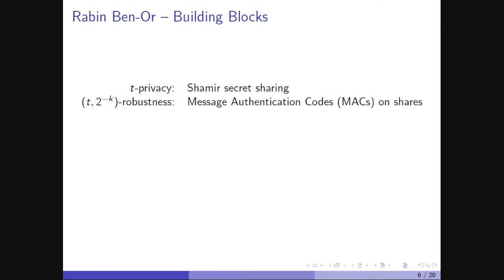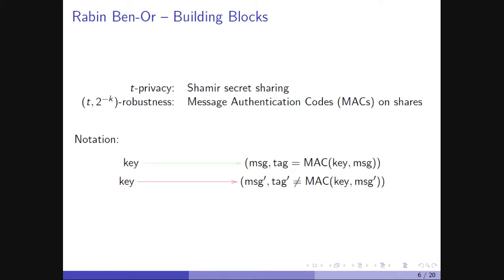The Rabin and Ben-Or scheme uses two building blocks: Shamir secret sharing to achieve privacy, and message authentication codes to achieve robustness. Here, just a notational thing. If I have a key and you have a message-tag pair that authenticates with my key, I'm going to draw a green arrow between me and you. If your message-tag pair is invalid with my key, I'm going to draw a red arrow. Just keep that in mind.